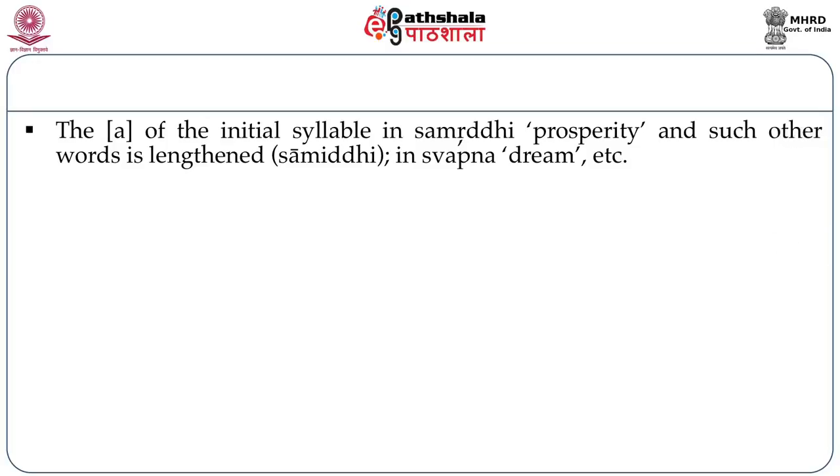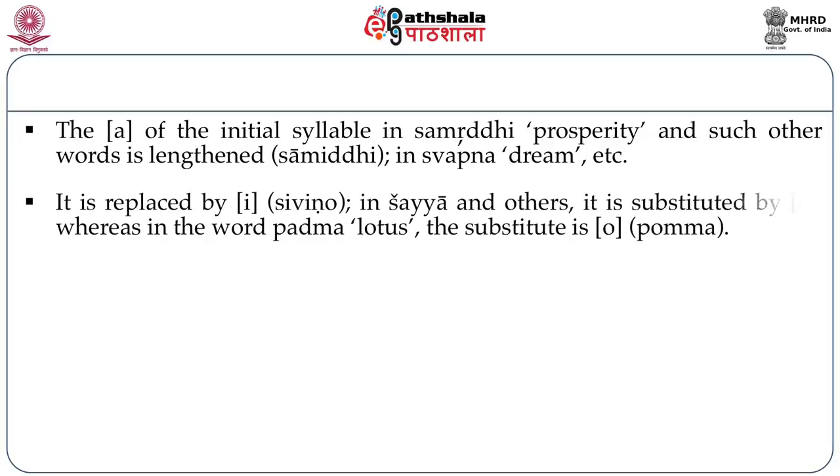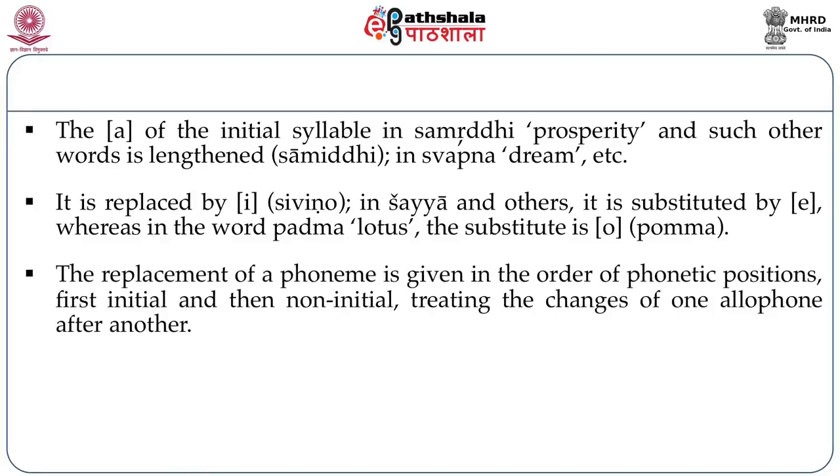The a of the initial syllable in samriddhi, prosperity, and such other words is lengthened. In sopna, dream, etc., it is replaced by e. In sivino, in shaya and others, it is substituted by a, whereas in the word padma, lotus, the substitute is o, pomma. The replacement of a phoneme is given in the order of phonetic positions, first initial and then non-initial, treating the changes of one allophone after another.